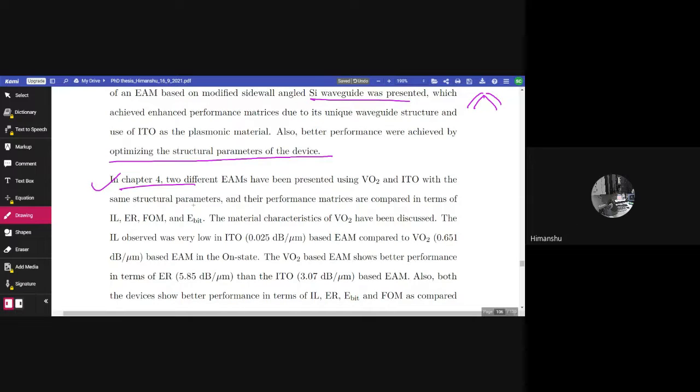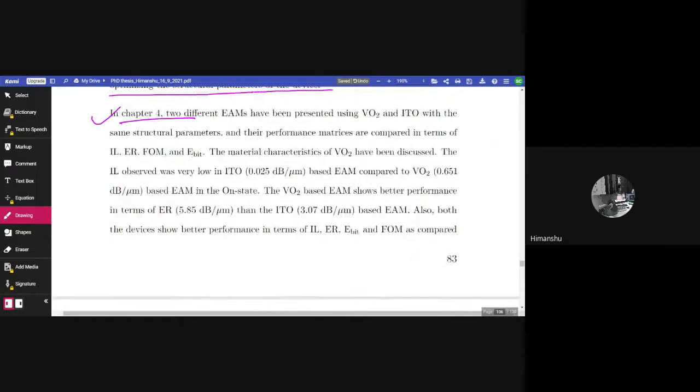The material characteristics of VO2 have been discussed. The IL observed was very low in the ITO based EM (0.025 dB per micrometer) compared to the VO2 based EM (0.651 dB per micrometer) in the on state. The VO2 based EM shows better performance in terms of ER, 5.85 dB per micrometer, than the ITO based EM, 3.07 dB per micrometer. Also, both the devices show better performance in terms of IL, ER, EBIT, and FOM as compared to most of the devices.